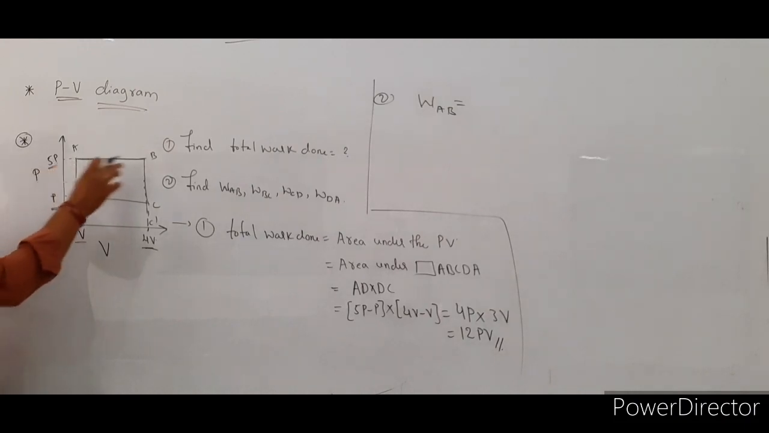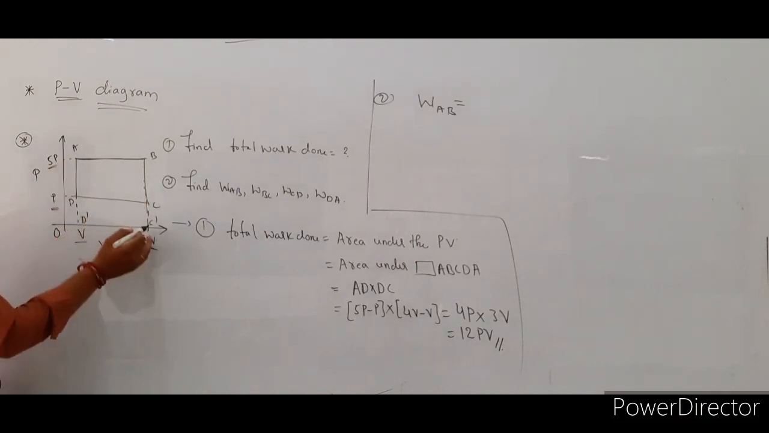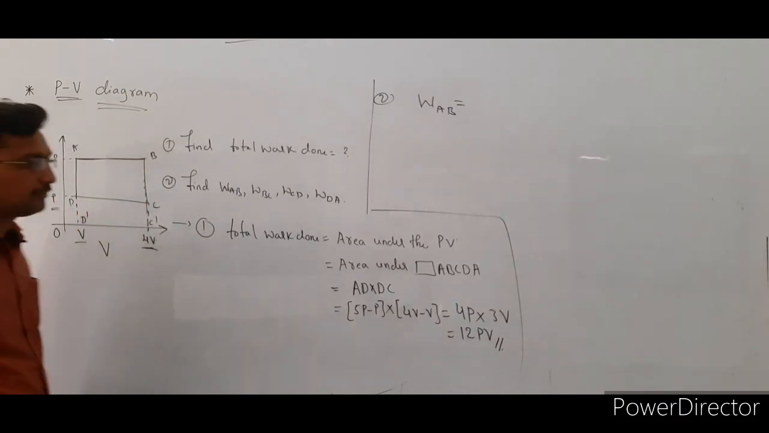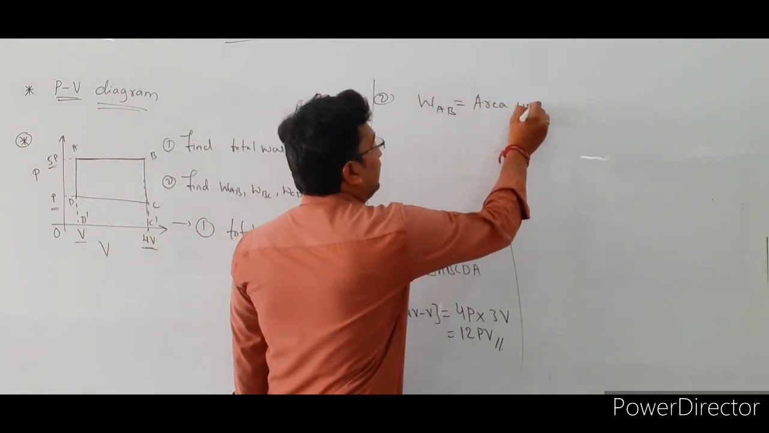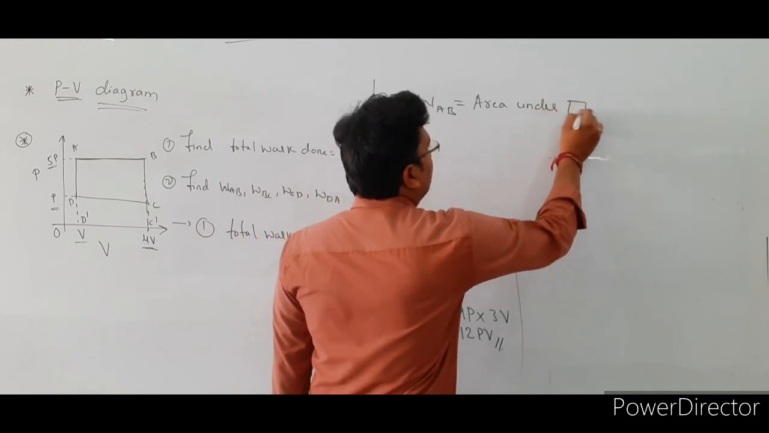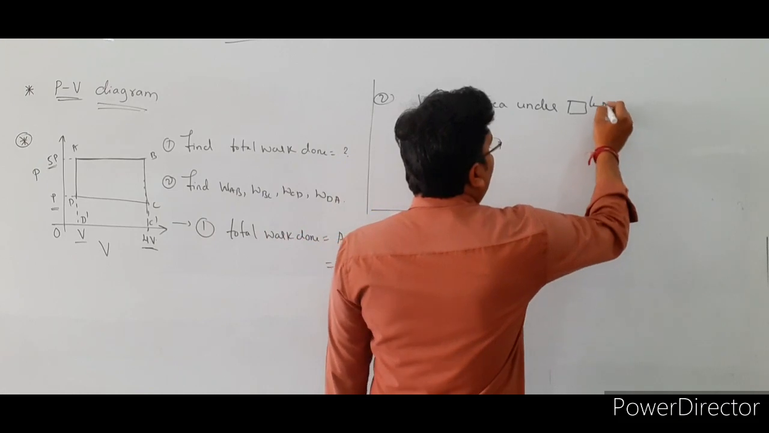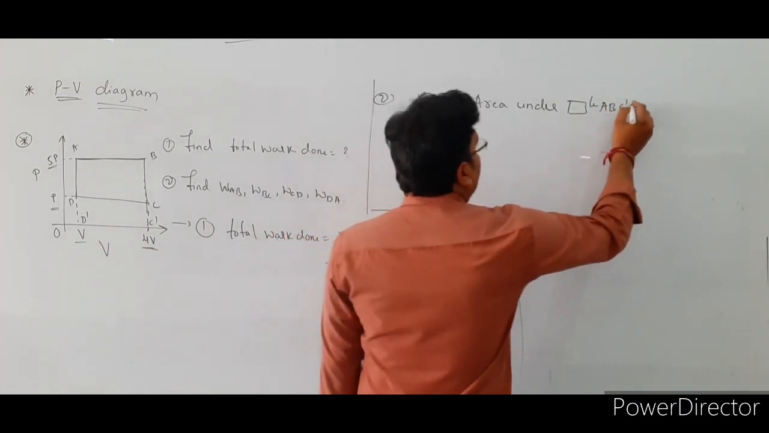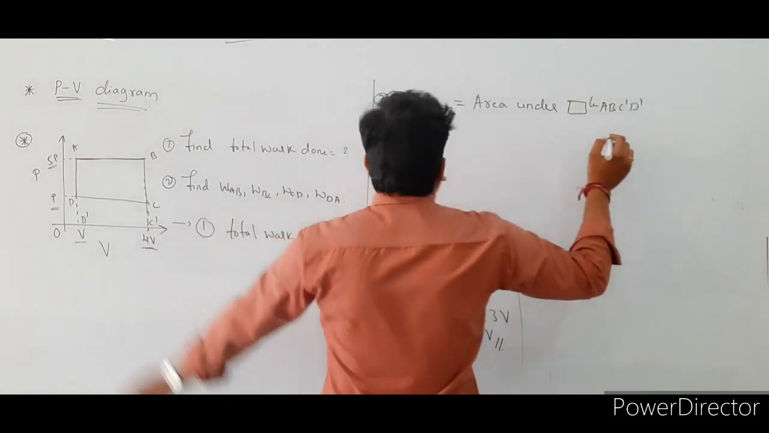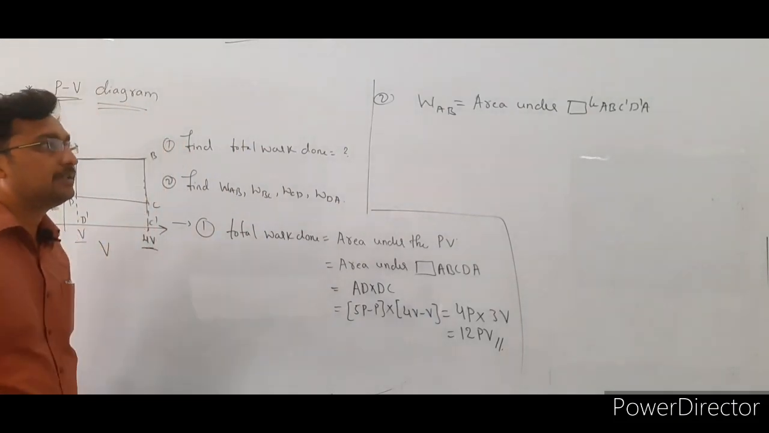To calculate the area under AB curve, first we have to consider a closed loop. In this case, we are considering the closed loop A, B, C dash, D dash, A. See here, area under the rectangle, that is A, B, C dash, D dash, A. Rectangle A, B, C dash, D dash, A.